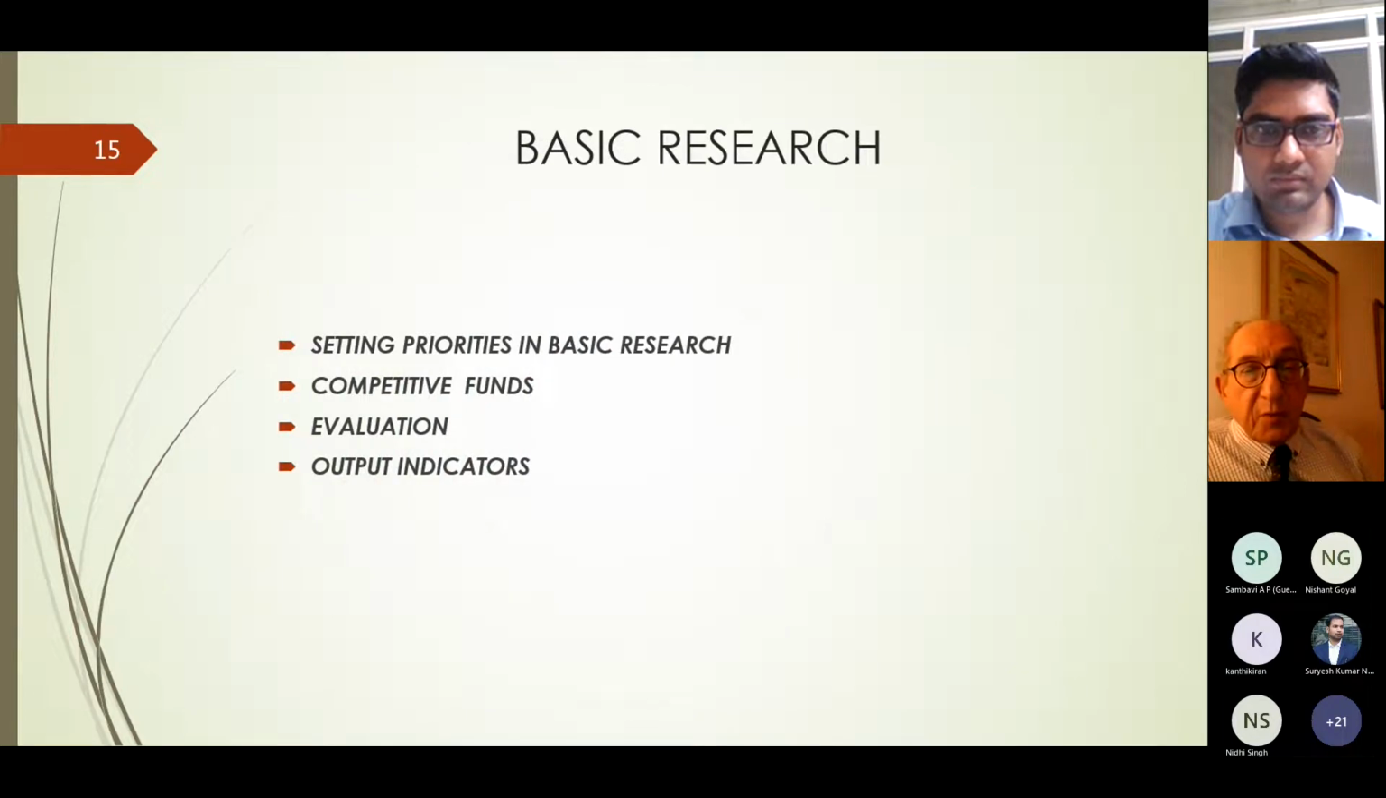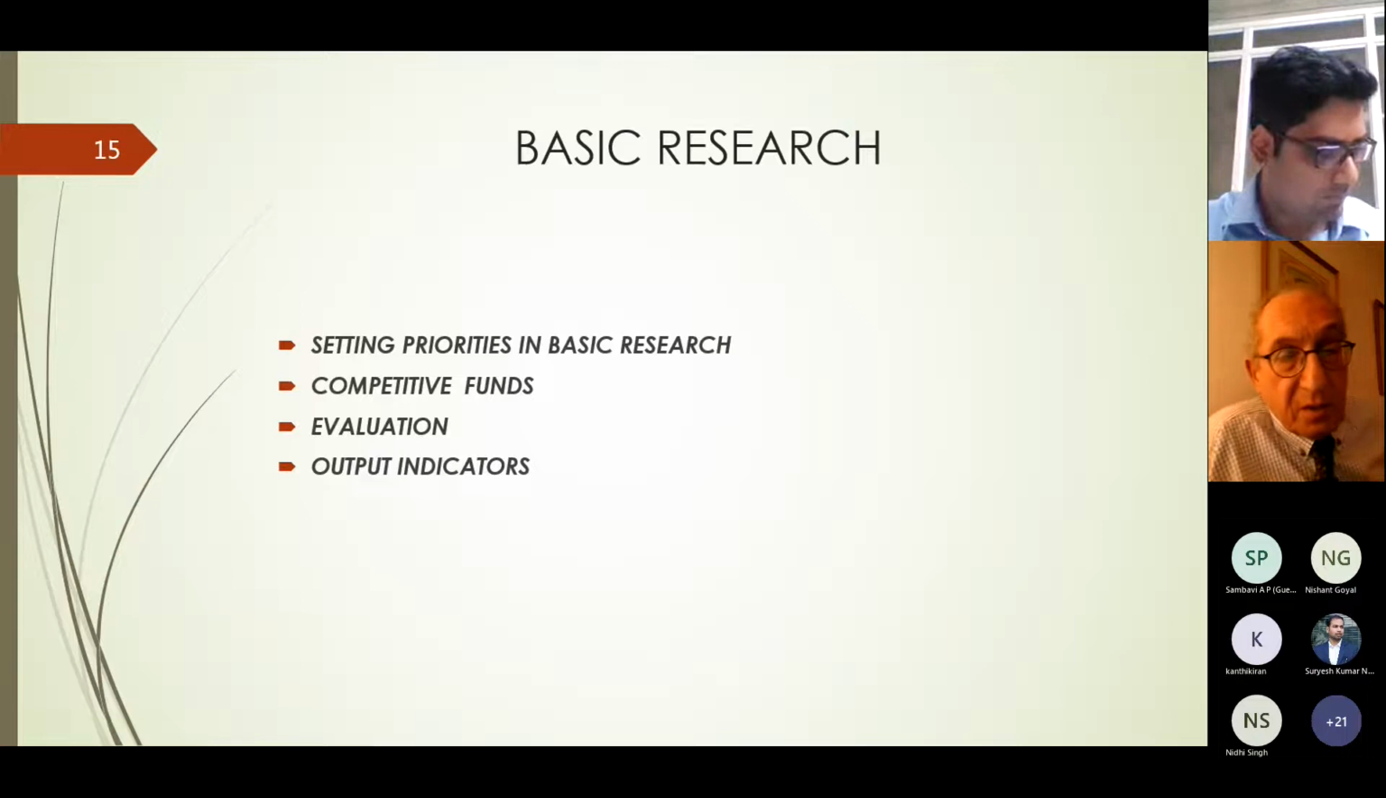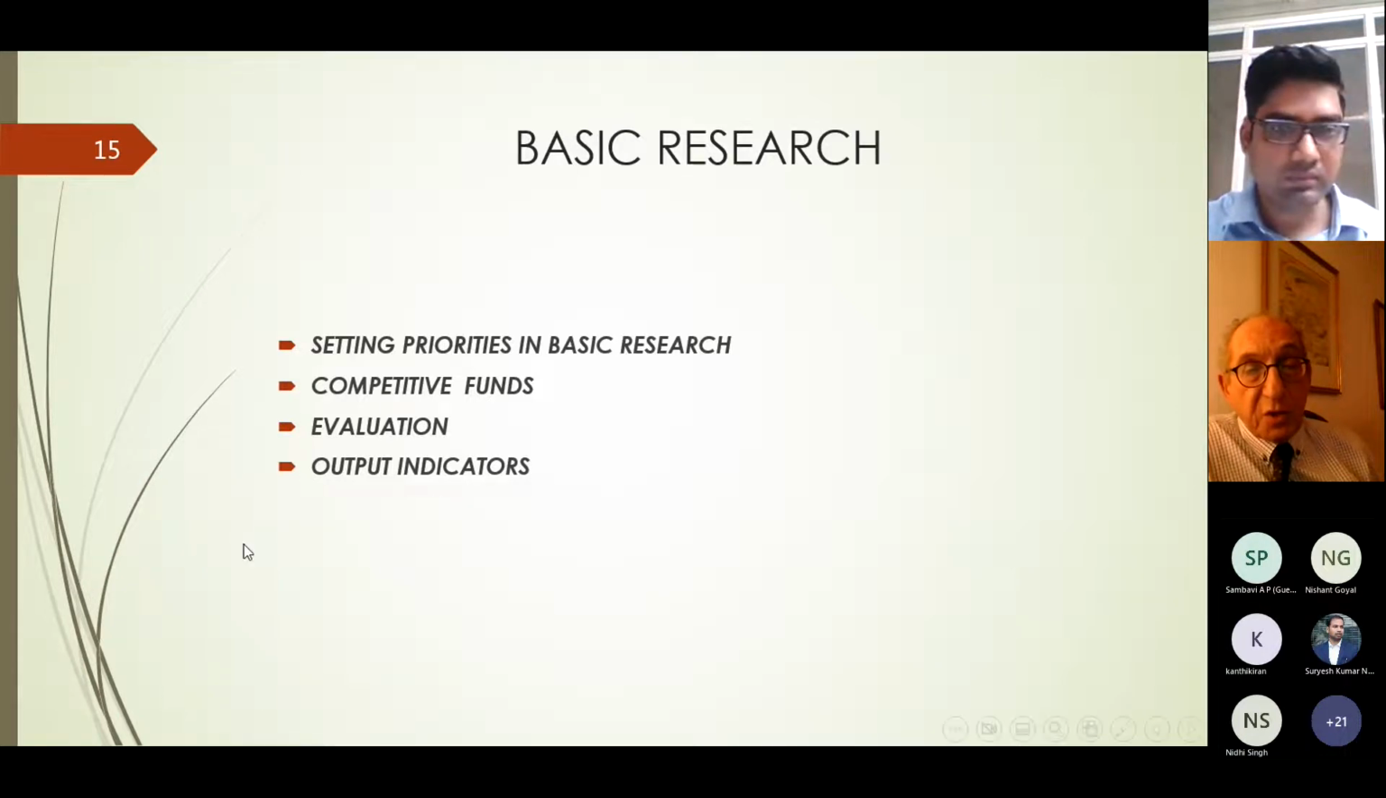So, starting with basic research, research is mainly funded by priorities in basic research and competitive funds. We calculate the competitive funds that universities get, and the government, through the PBC, allocates external funds as matching for those funds. Also, we do evaluations of programs and output indicators.